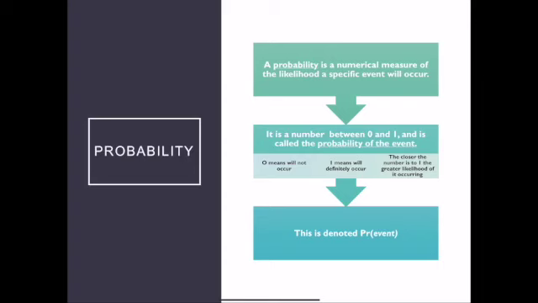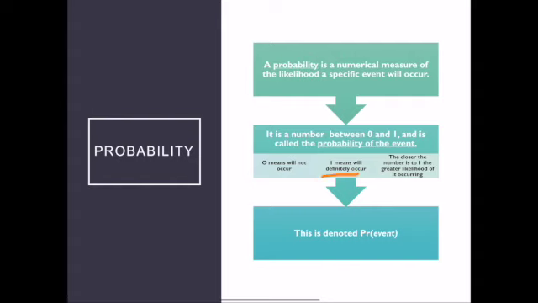So the first thing I want us to note is that a probability is a numerical measure of the likelihood a specific event will occur, right? It's always going to take on a number between 0 and 1. A probability of 0 means the event will not occur. It will never occur. There's no way I'm going to roll a 6-sided die and get an 8, right? 1 means the event will definitely occur.